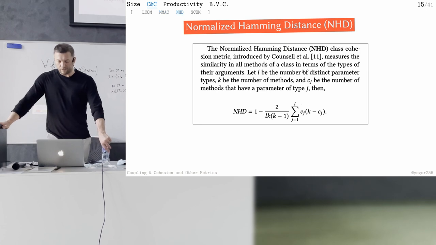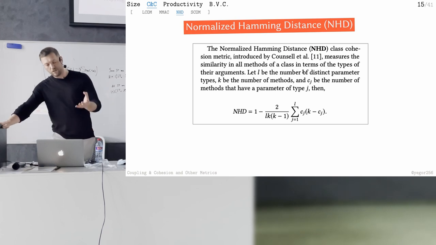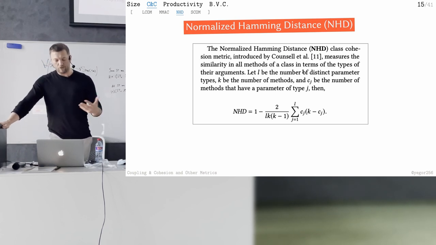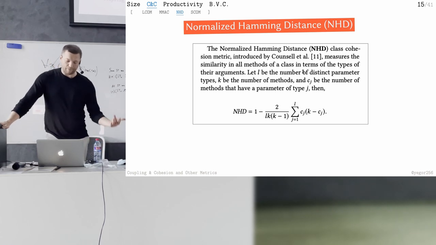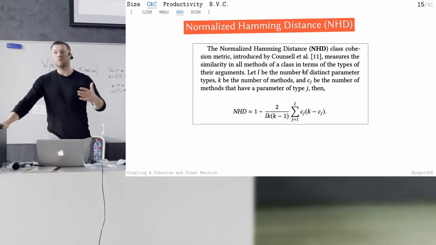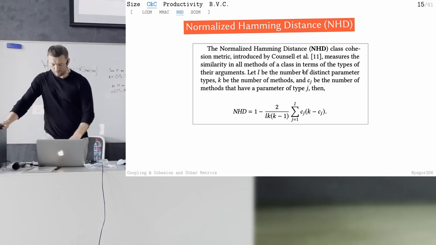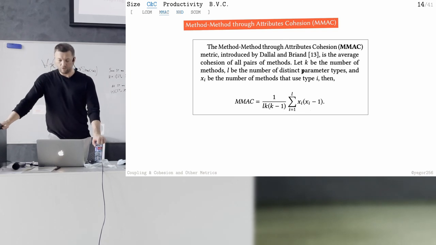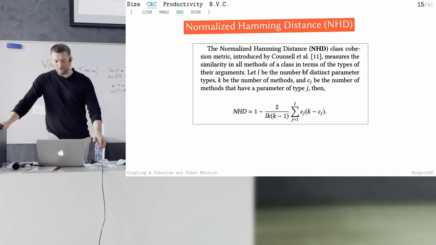So here we take L is the number of distinct parameters, like before. K is the number of methods. CJ is the number of methods that have a parameter of type J, you know, from a different perspective. So now they look at the method and say, okay, for each type, how many methods there are. In the previous example, we were looking at how many, the previous one here. Yeah, that's how it was. So XI was the number of methods that use type I. And now this one, the number of methods that have a parameter of type I. I mean, it's the same. It's probably the same. Okay, it's just different words. All right, my bad. But the formula is different.